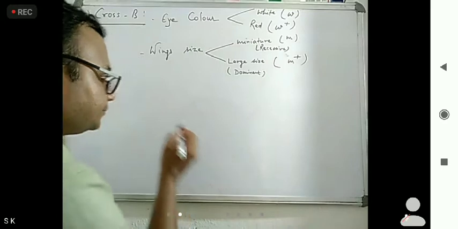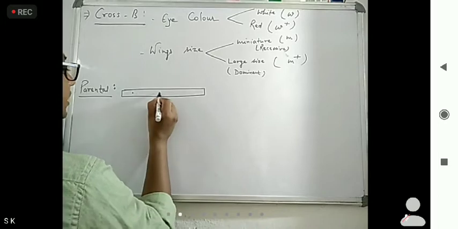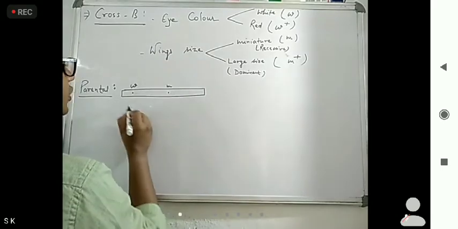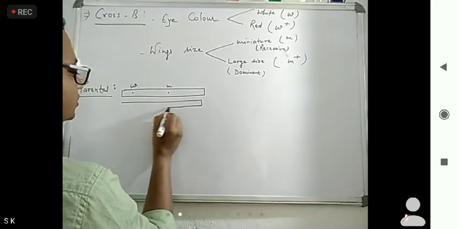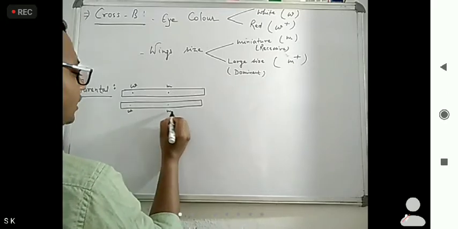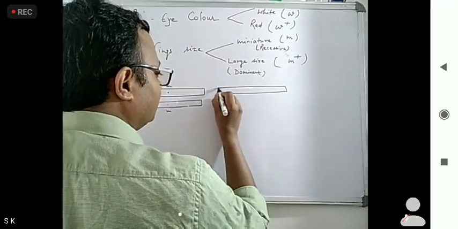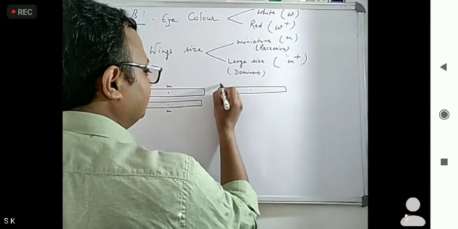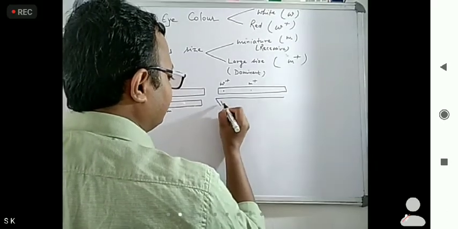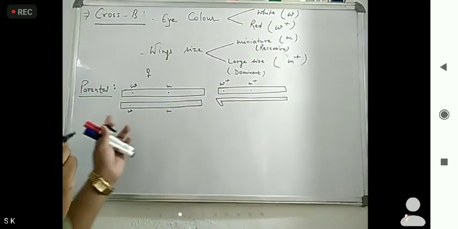Here, in the female, he increased the distance between these two. One was WM, and another, because these are recessive, female WM. Now come to the male. The male was dominant, so W plus M plus, and this is Y. Y doesn't have any significance apart from the fertility factor. So these are the parental types.